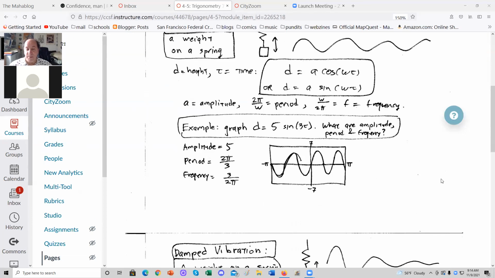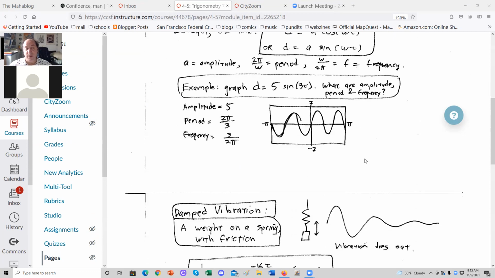So for example, here we have d equals 5 sine 3t. What's amplitude, period, and frequency? The amplitude is 5. The wave looks like this. The period is 2 pi divided by this 3. The frequency is the reciprocal, 3 over 2 pi. All very elementary, and the problems assigned there in the book are pretty much this.